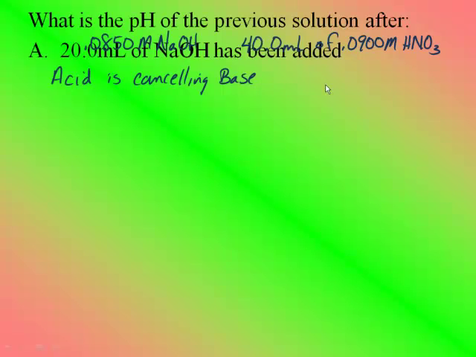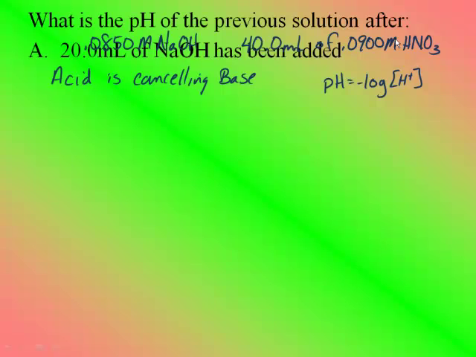In order to find pH, I always write down my formula first. I know that I need to find my H plus concentration. And since I'm dealing with a strong acid, the concentration of the strong acid is equal to the concentration of the H plus ions. So I need to find the concentration of my acid after I have neutralized some of it with base.